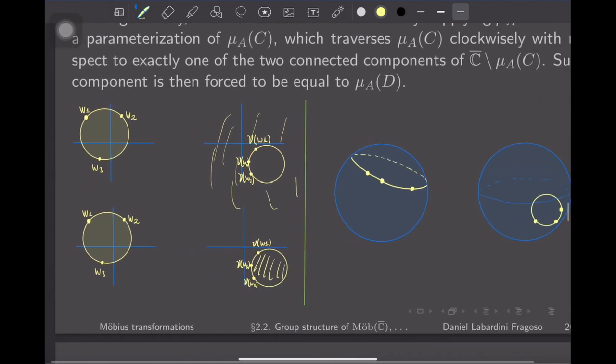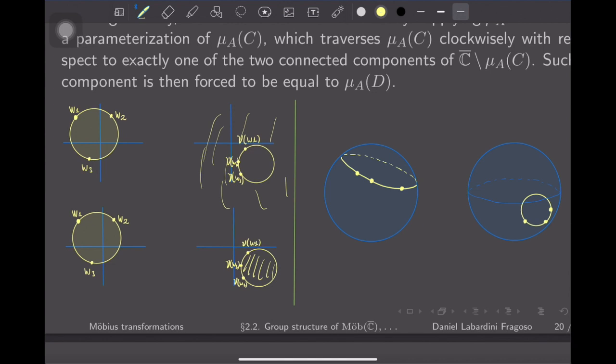So disks go to disks, but actually, if you just give me 3 points and you want to know the 2 disks they determine, because they determine a circle, so they determine 2 disks, how do I compute them knowing only the images? Well, now I know. I just look at their images, and the disk where they appear in the clockwise sense in the domain has to go to the disk in the image where they appear in the clockwise sense.